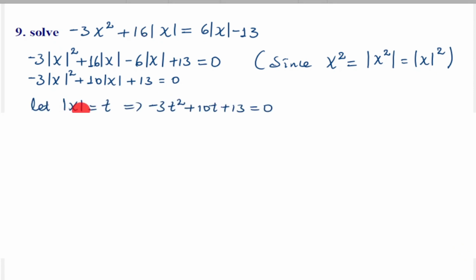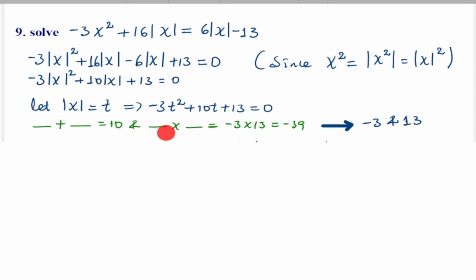Let us assign absolute value of x by t. So it becomes minus 3t squared plus 10t plus 13 is equal to 0. Now this is a quadratic equation, so I have solved it by the factorization method. We need two numbers. The sum is 10 and the product is minus 3 times 13, which is equal to minus 39. So these two numbers are minus 3 and 13.